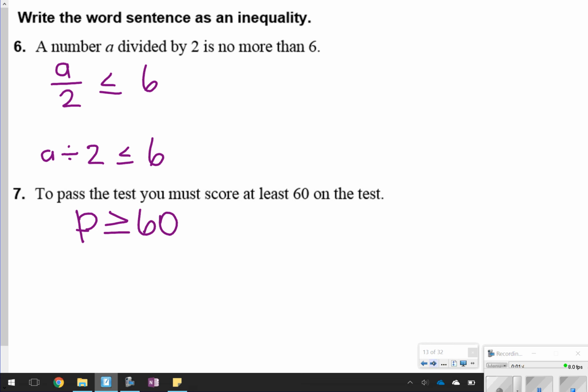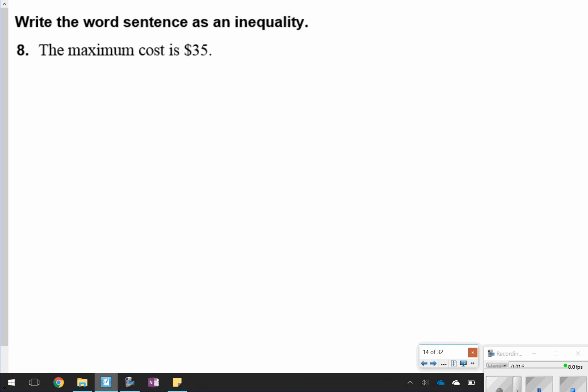Okay. And then number 8, the last one in this section, the maximum cost is $35. So I just wrote C is less than or equal to 35. How did you do?